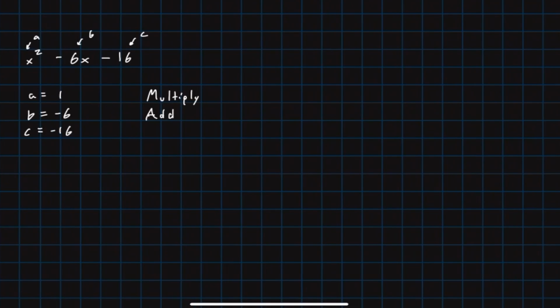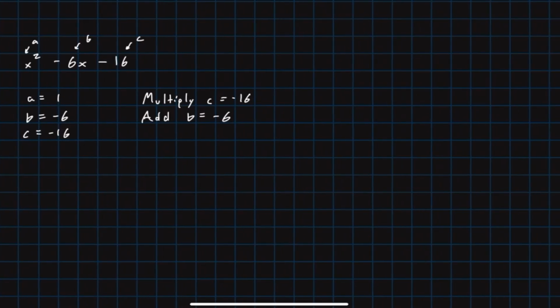Now, from earlier, we're looking for two numbers that multiply to be our c term, which is negative 16, and add to be our b term, which is negative 6. So, just like in the last problem, we're going to break this negative 16 into all of its factors, but something that we'll have to keep in mind is that we're going to have to apply a negative sign somewhere because this is negative 16. So let's go ahead and list out all the factors of negative 16. So we have 1 and 16, 2 and 8, 4 and 4.